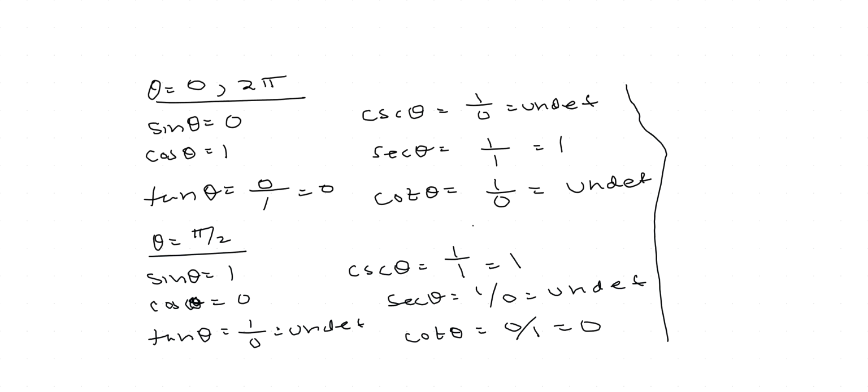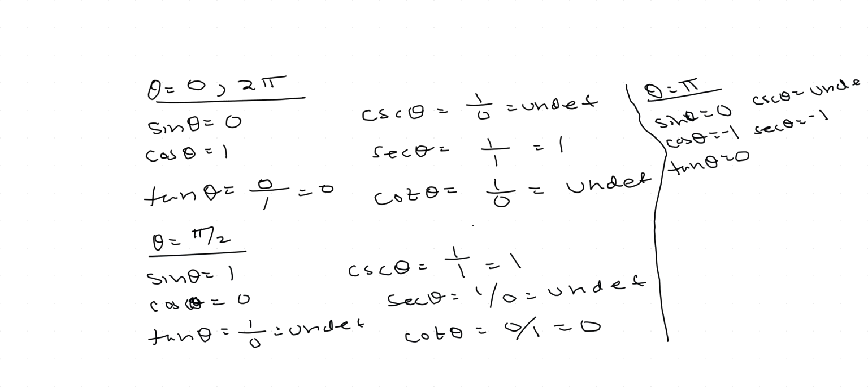So for theta equals pi, let's start with sine. Sine theta is 0. Cosine theta is -1. So tan is going to be 0 divided by -1. And likewise, we'll get the same scenario. We'll get cosecant is undefined. Secant is just -1. And cotan is undefined.